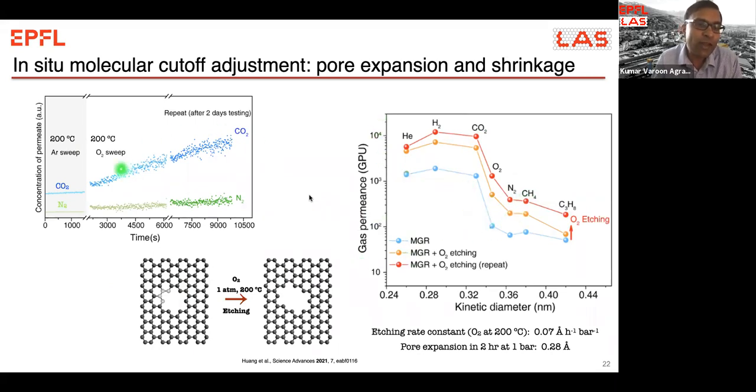And this is exactly what happened. So we chose a gas which is known to be not very reactive with graphene at 200 degrees C. In this case it is oxygen, and if you look at the etching rate constant of oxygen at 200 degrees C, it's quite sluggish. Essentially in 2 hours you're going to expand the pores by 0.3 angstrom.